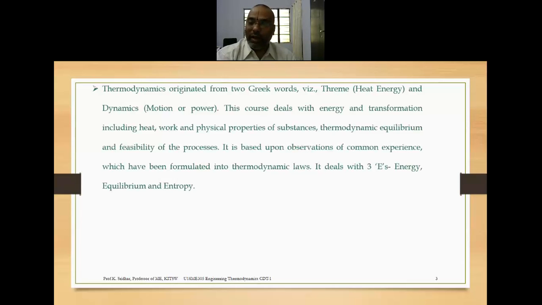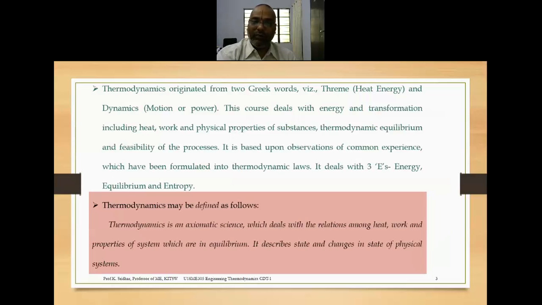All these laws of engineering thermodynamics are basically taken from common experience, that is, whatever happens in our day-to-day life. From those natural observations, the first law, second law, and third law of thermodynamics were framed, in the form of the energy, equilibrium, and entropy concepts.